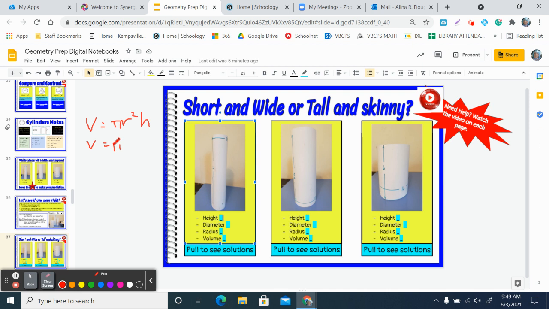V equals pi times 1.35 squared, and then times that height, which was 11 in this case. So if we go back to our calculator, 3.14 times 1.35 times 1.35, because we squared it, and that's what squaring means, and then times 11, we should get 62.9.